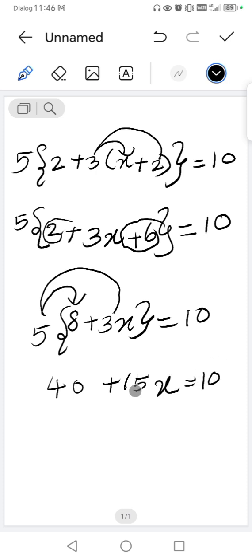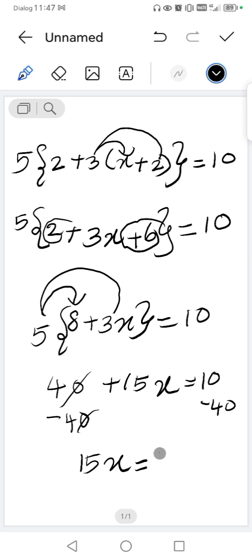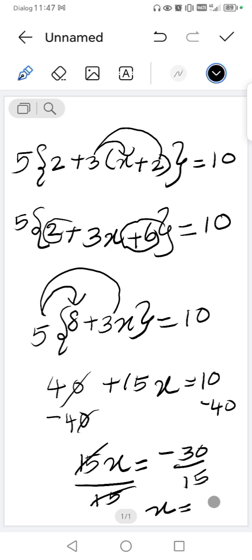Now here you see 40 is here, so I'm just subtracting 40, and here also subtracting 40. So 15x equals 10 minus 40, and then it should be minus 30. Now here we have to divide by 15 on both sides. So x equals 30 divided by 15, which is 2, but here it's minus, so it's minus 2. So that's the final answer.